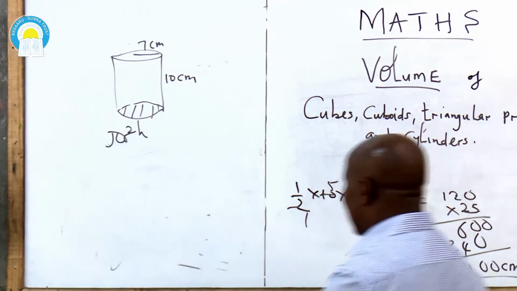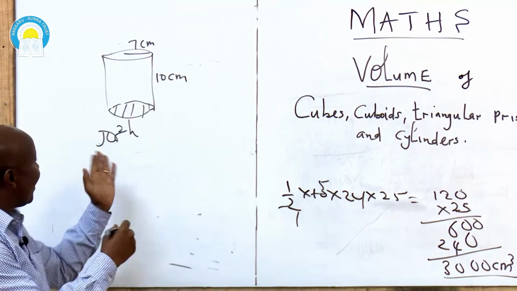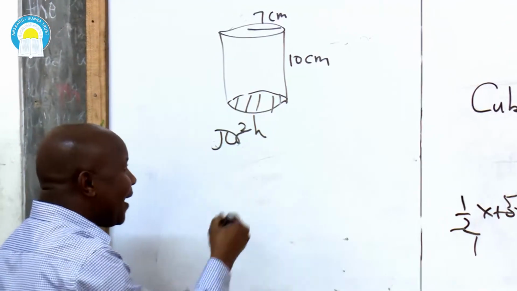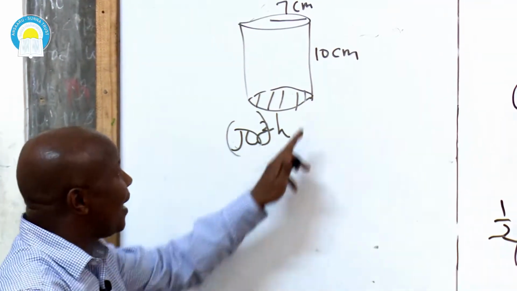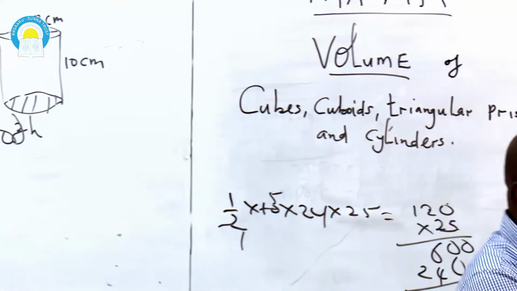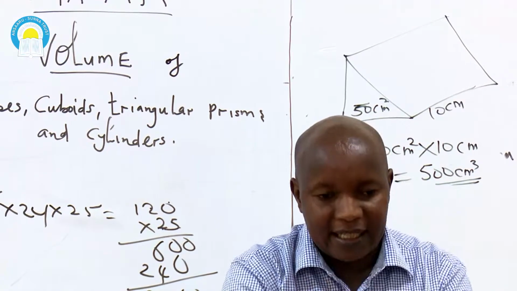Even when I tell you the volume of a cylinder is pi r squared h, pi r squared is the area of the cross-section, the area of a circle, multiplied by the length. So in short, for all the figures, you can only use one formula. It should also be in your mind: cross-sectional area times the length.